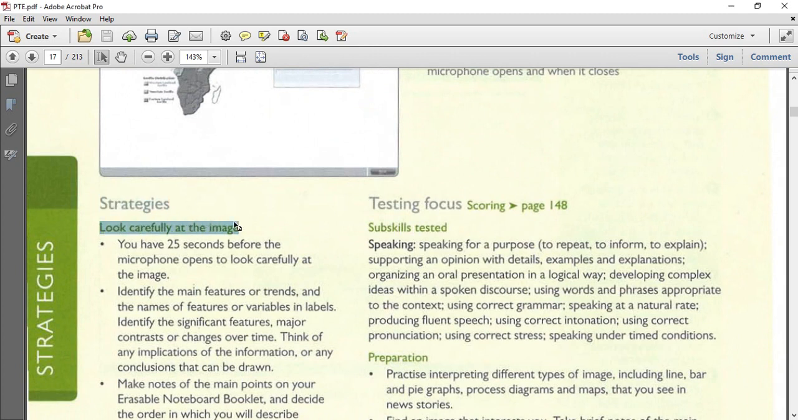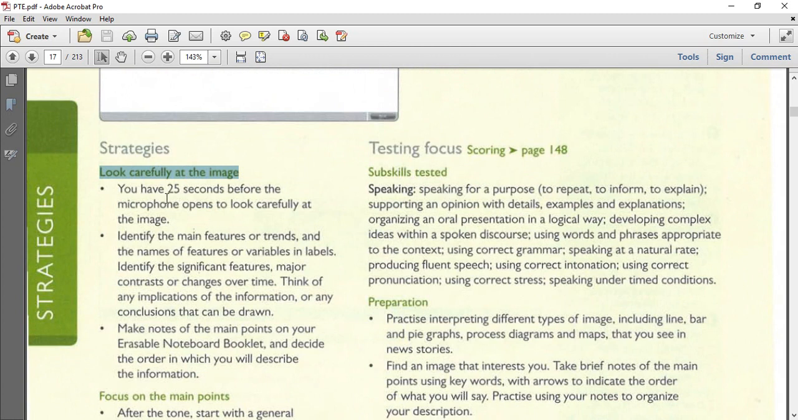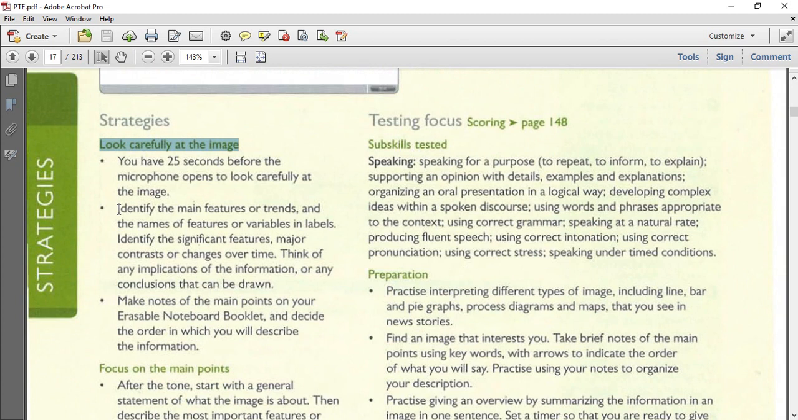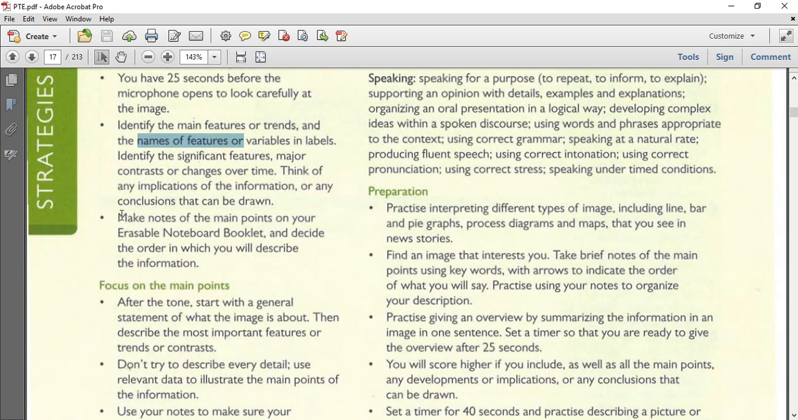Look carefully at the image. So basically we have 25 minutes before the microphone opens to look carefully at the image and identify the main features or trends or the names of the features or variables in label, identify the significant features, major contrasts or changes over time, and think of any implication of the information or any conclusion that can be drawn.